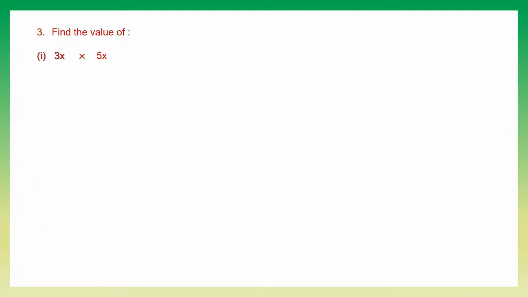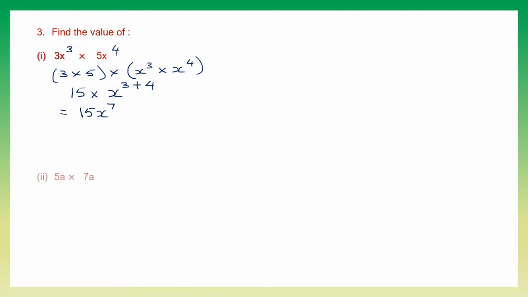Moving on to the next question, find the value of, the first one is 3x to the power of 3 into 5x to the power of 4. So let's multiply the numbers first. 3 into 5 into, let's take x. X to the power of 3 into x to the power of 4. So that will be 3 5s are 15 into x to the power of 3 plus 4. So that is 15. X to the power of 3 plus 4 is 7. The answer is 15x to the power of 7.